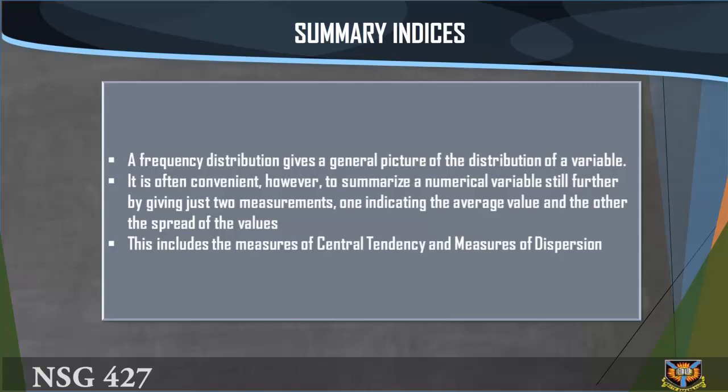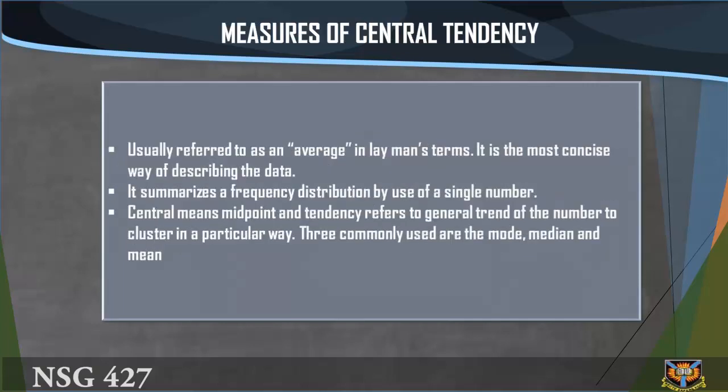Summary indices. A frequency distribution gives a general picture of the distribution of a variable. It is often convenient, however, to summarize a numerical value still further by giving just two measurements, one indicating the average value and the other the spread of the values. This includes the measures of central tendency and measures of dispersion. Measures of central tendency, usually referred to as an average in layman's terms, is the most concise way of describing the data. It summarizes a frequency distribution by use of a single number. Central means midpoint, and tendency refers to the general trend of the numbers to cluster in a particular way.